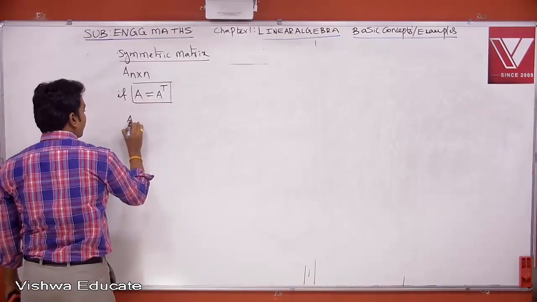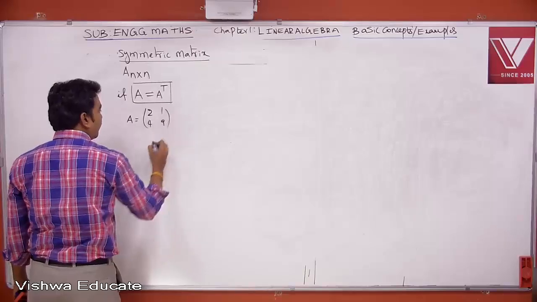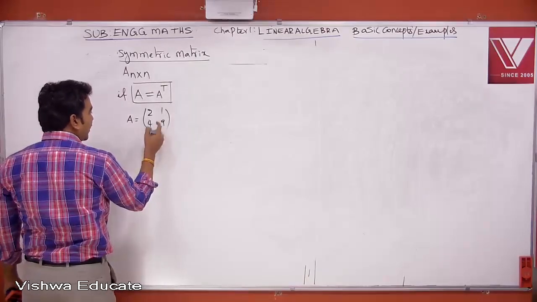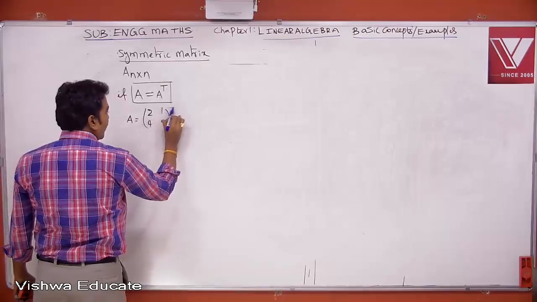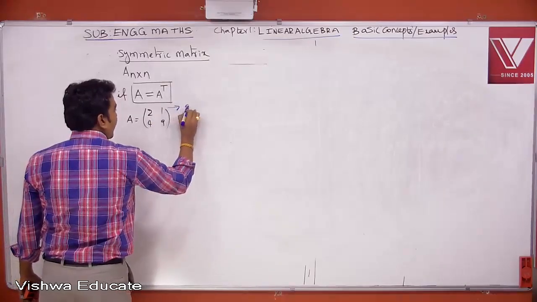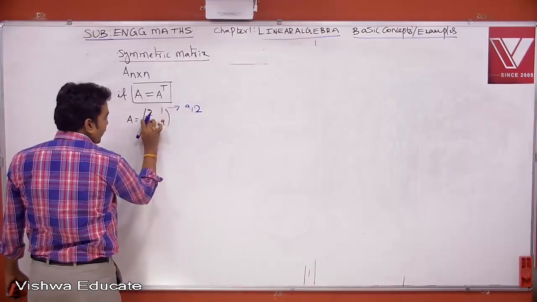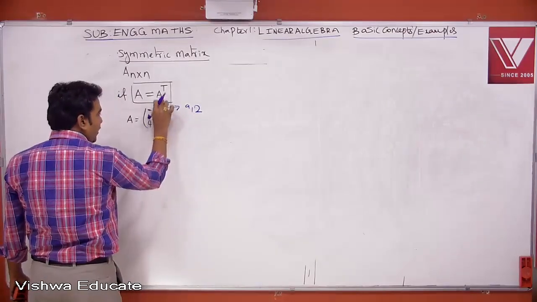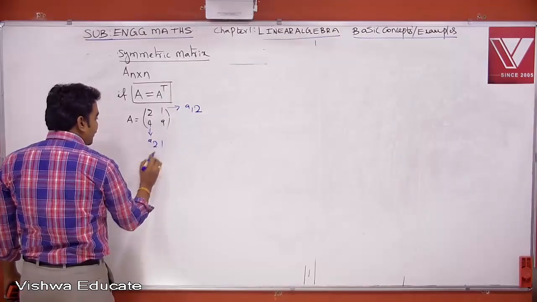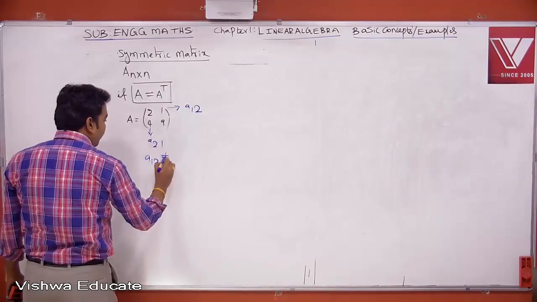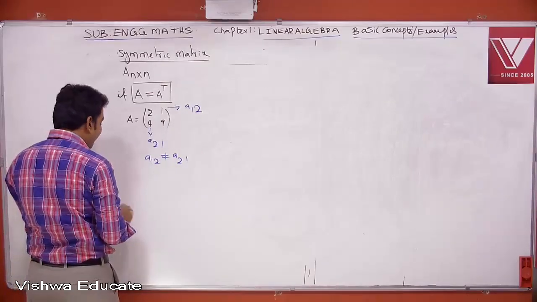Let us take an example. Suppose A equals 2, 1, 4, 9, for example. Now in this case, when you look at the elements, this element 1 is A12, the second element in the first row, or first element in the second column. Now this element is A21. So in this case, A12 is different from A21. Therefore, the matrix cannot be symmetric.